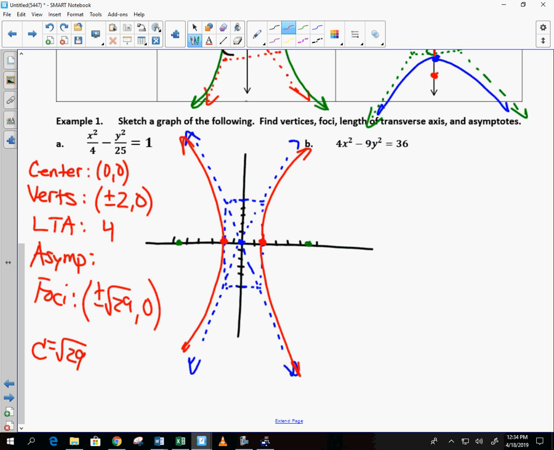So the asymptotes, what's going to be the equation for the asymptotes? Well, we need a point on the line. What's the point on the line? 0, 0, right? It's the center. What is the slope? Look at your box. So plus or minus 5 over 2 is your slope. So it's going to be y equals plus or minus 5 over 2 times x. Because the center is 0, 0, we didn't have to do y minus 1 or y plus 2 or something like that. So it's just y equals plus or minus 5 halves x. That's your hyperbola.